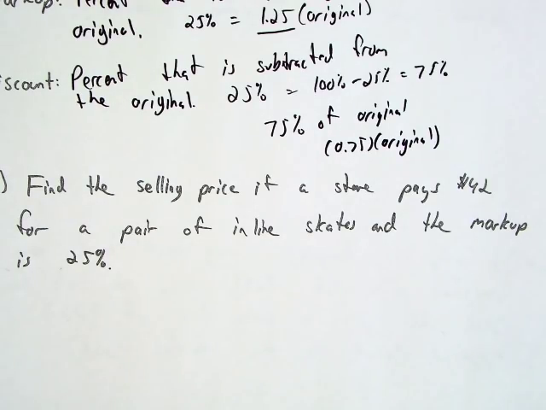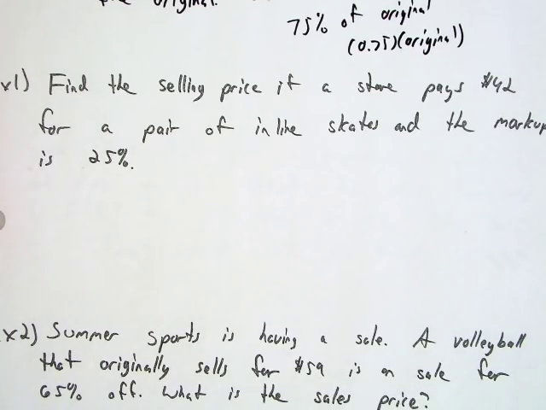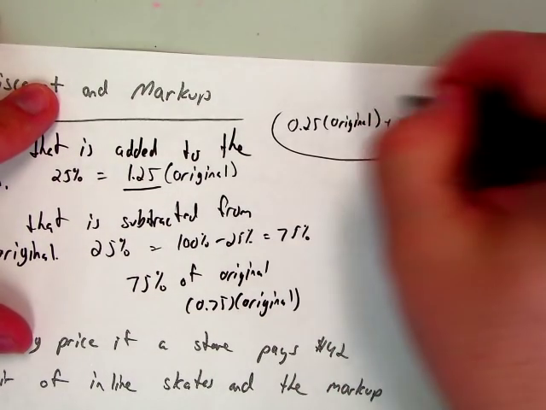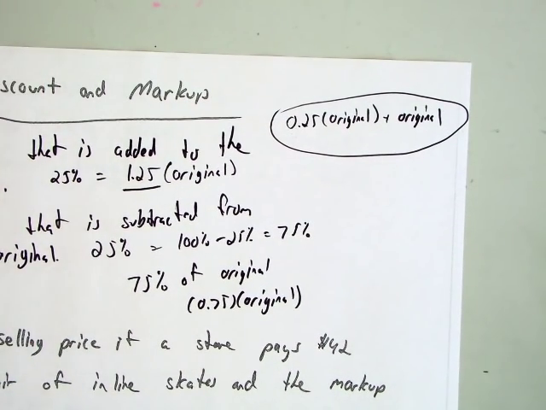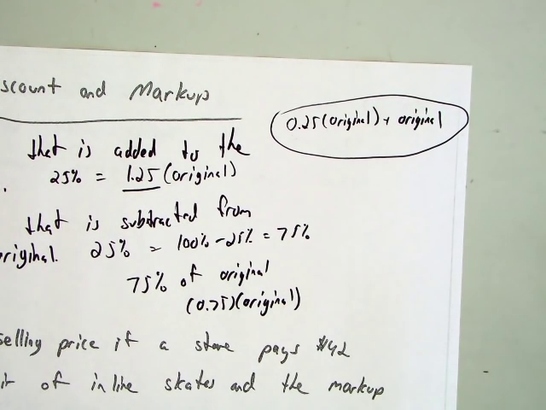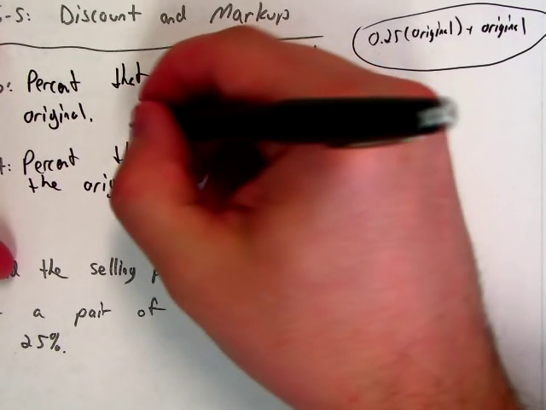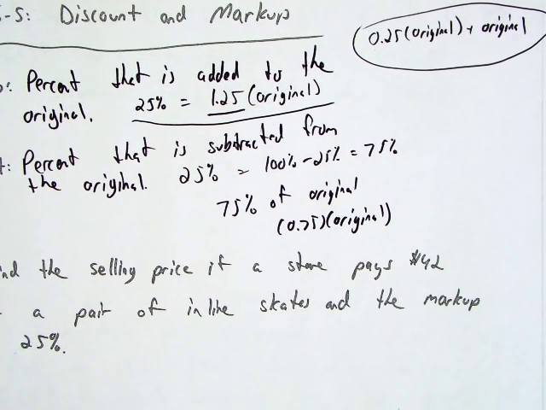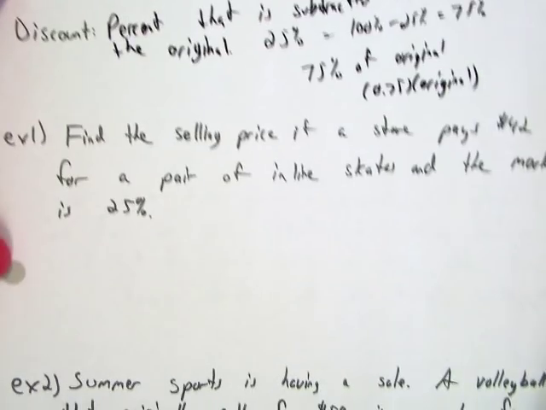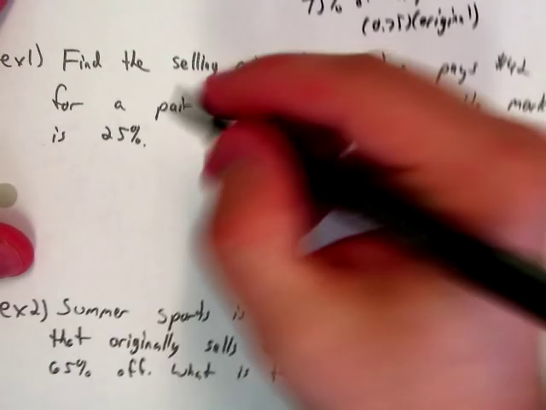So let's look at example 1 here. It says, find the selling price if a store pays $42 for a pair of inline skates and the markup is 25%. So 2 ways that we can do this. We can either do it this way by finding 25% of 42 and then adding it to 42. Or we can simply do 1.25 times the original, because 25% above the original cost would be 100% plus 25% for the markup, so 125%. Regardless of which way you do it, you should get the same answer.